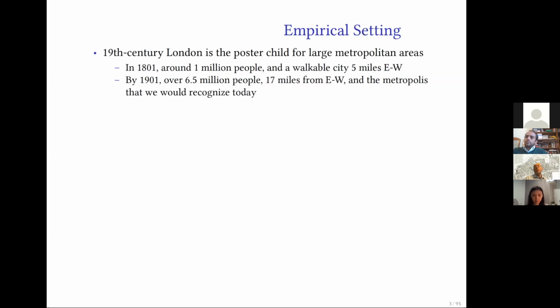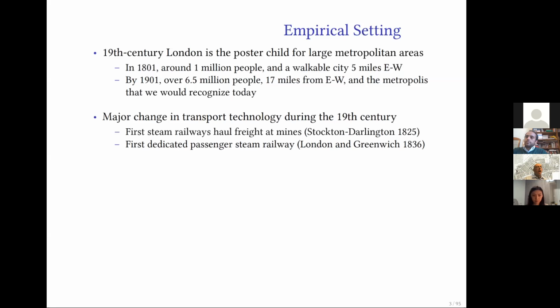Yet by the turn of the 20th century, towards the end of our sample period, London housed over 6.5 million people. It stretched 17 miles east to west. And it was the modern metropolis we would recognize today, on a dramatically larger scale than any other city up to that point in human history. And as I said, this period also includes a dramatic change in transport technology that we want to leverage to see to what extent our models can explain the effects of this new transport technology.